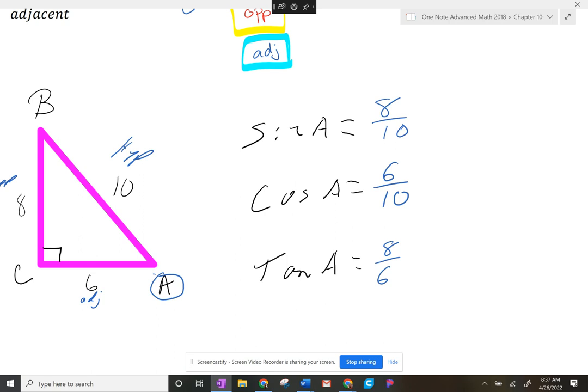Which one? The opposite can be different. Correct, it's based on whatever angle you're looking at. This was always talking about angle A, so it's saying all of these for angle A. From this angle here, the one on the other side of the triangle will always be the opposite.